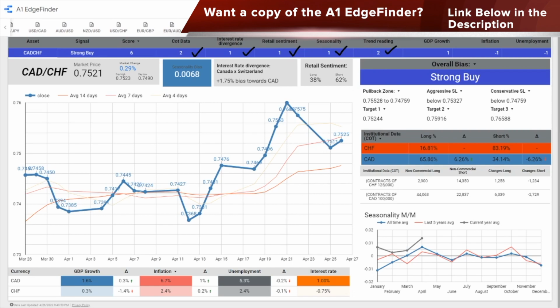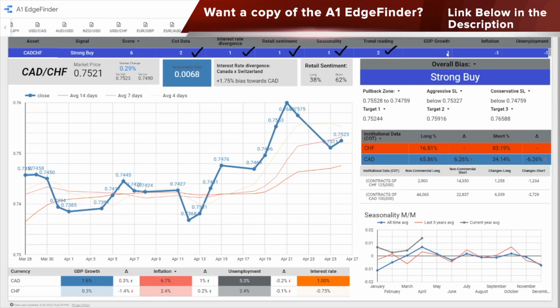Straightforward enough. Now let's talk about GDP growth. We just added some fundamentals, and for those of you who have already been using the EdgeFinder, this is new stuff, and it's really cool. We added some fundamental data metrics into the EdgeFinder to help incorporate some more powerful tools.